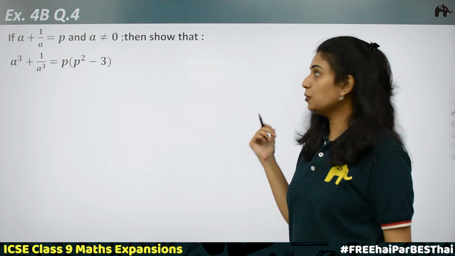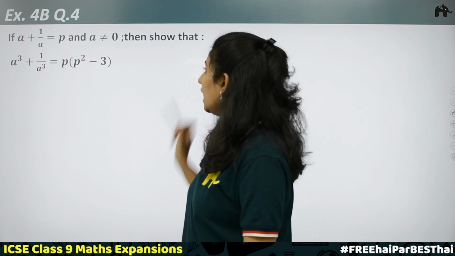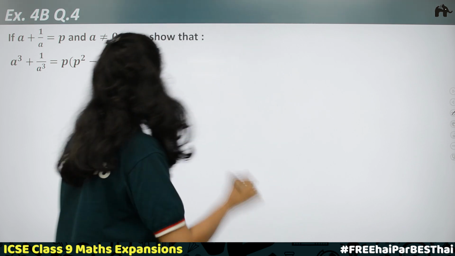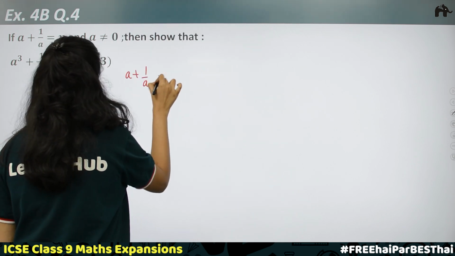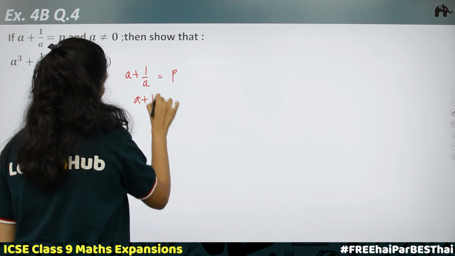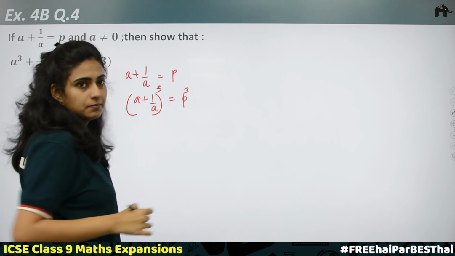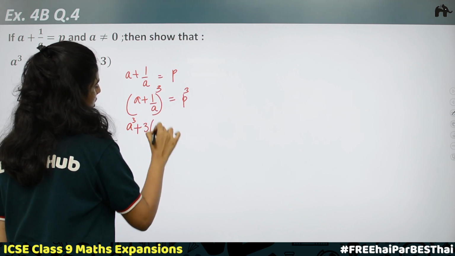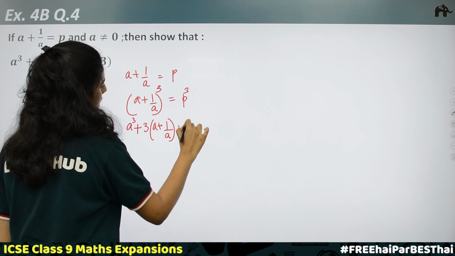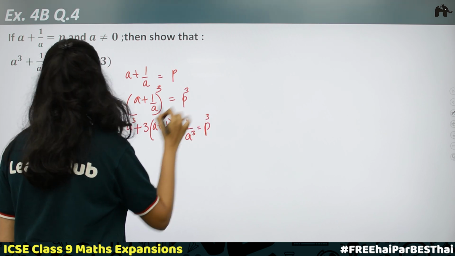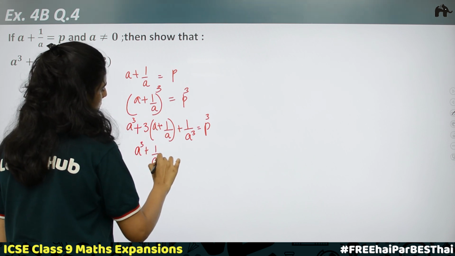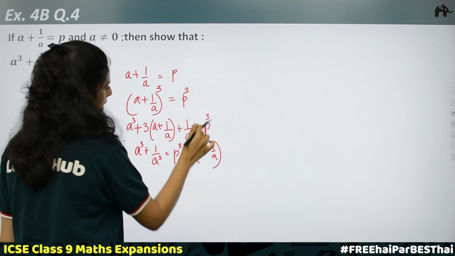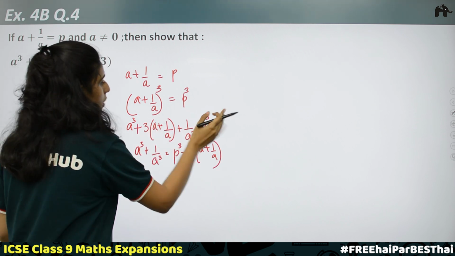Question number 4 of exercise 4B. If a + 1/a = p and a not equal to 0, then show that a³ + 1/a³ = p(p² − 3). Given that a + 1/a is equal to p, then (a + 1/a)³ will be equal to p cube, right? What is (a + 1/a)³? a³ + 3(a + 1/a) + 1/a³ is equal to p cube. a³ + 1/a³ will be equal to p³ − 3(a + 1/a). I am taking this 3(a + 1/a) to the opposite side.